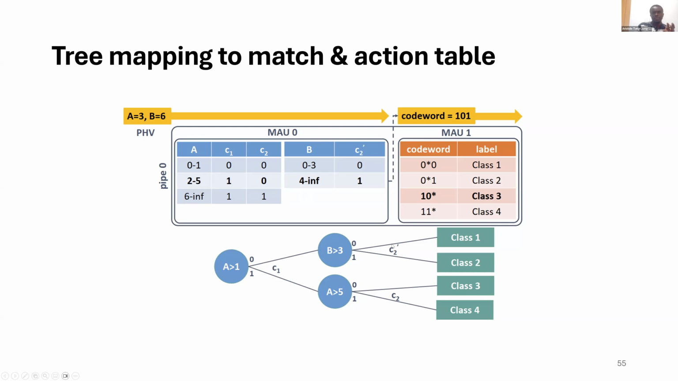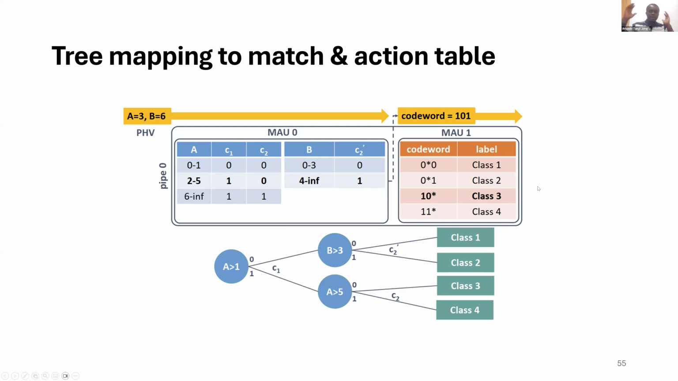So in this case, 0, 0, for example, gets you to class 1, which is what you have here. And then 1, 1, for example, gets you to class 4, which is what you have here. The asterisks represent the nodes that you don't cross on the path to the particular leaf. When you get the codes for feature A and the codes for feature B, you concatenate them and it gives you a code word, which you can then match on the code table to get the final class.